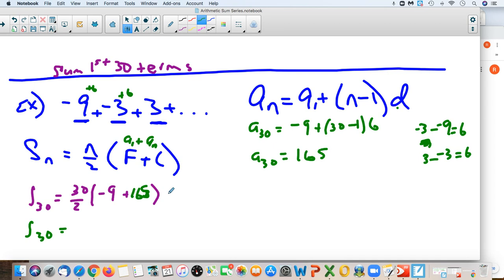156 times 15 is 2,340. That is the sum of this finite series. If you add these terms, and remember the last term it went up to was 165, so if you add all these terms and the ones in between, the first 30 terms, you get 2,340, and that's the sum of those.